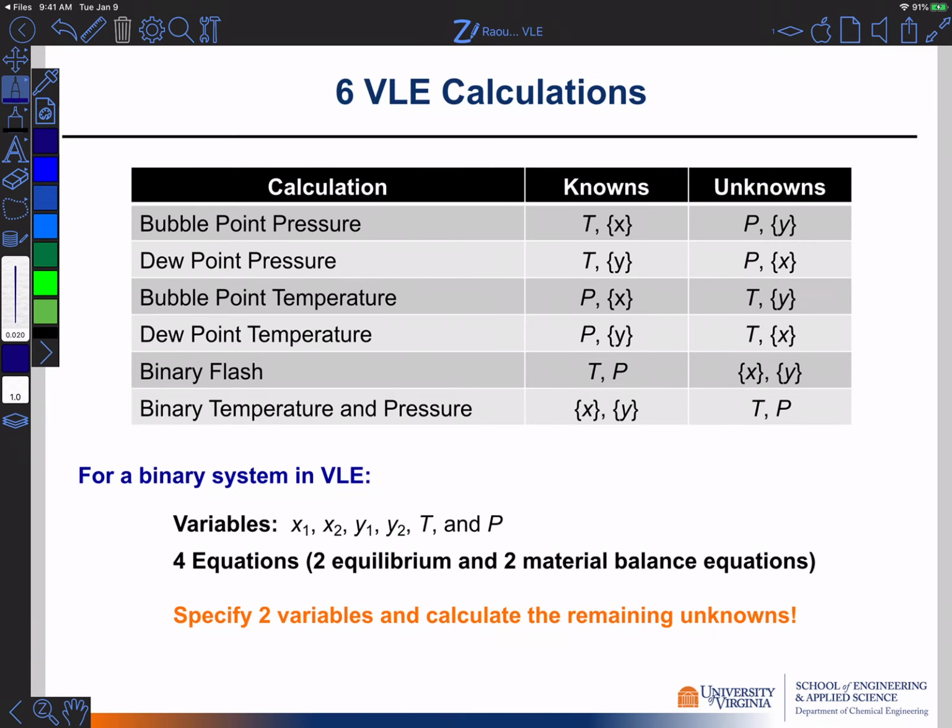And so as a result of this situation, again, for a binary system in VLE, under the ideal assumptions here, we have 6 variables and 4 equations, 2 equilibrium equations and 2 material balances. And so if we specify 2 variables, we are able to calculate the rest of everything and fully describe the system. And so we can break this down into essentially 6 VLE calculations, and these are general. These don't just apply to binary systems. These are basically the 6 vapor-liquid equilibrium calculations that are done.